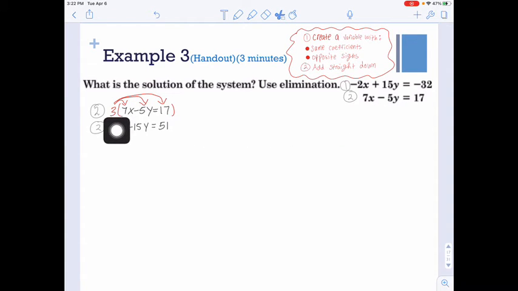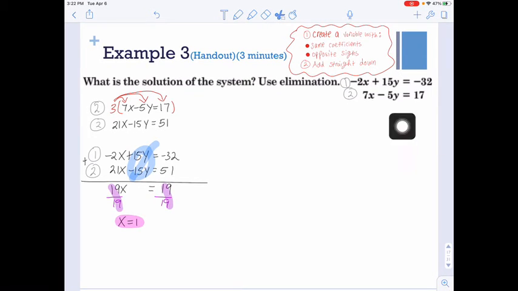If we decide to multiply equation 2 by 3, we need to multiply everything in equation 2 by 3. So we have 3 times 7x will be 21x, 3 times negative 5y will be negative 15y, and 3 times 17 will give us 51. This is going to be our new equation 2 that we'll use for step 2. Step 2 is to add the two equations straight down. So we're going to keep our original equation 1, negative 2x plus 15y equals negative 32. And now our new equation 2 is 21x minus 15y equals 51.